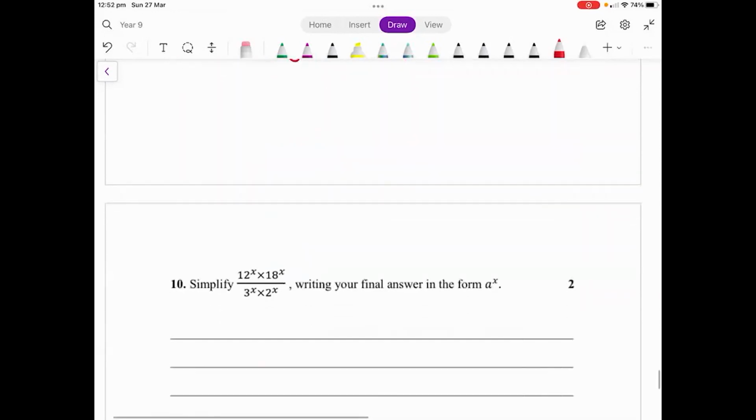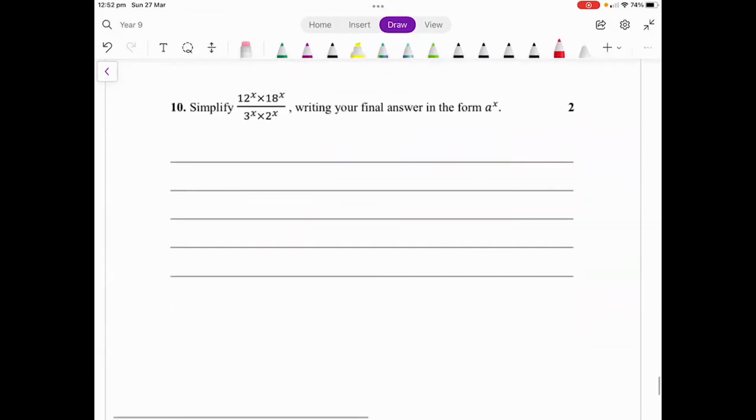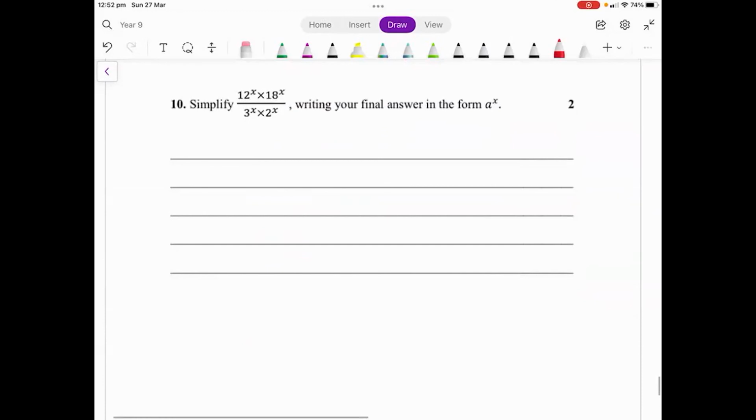Question 10, you can see there that every single term has a power of x. So another way to write this is I'm going to put brackets around it and factorize by taking the power of x out. So if I write it like this, if I were to expand those brackets, you can see that I would get exactly what's written in the question. Now that I have only numbers inside those brackets, I can put those into my calculator and I get 36. So the final answer is 36 to the power of x.